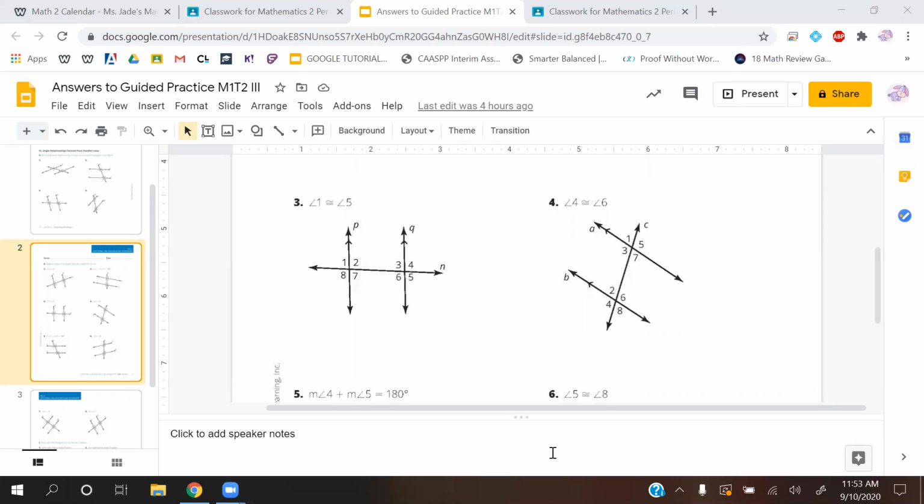All right, so we're talking about 1 being congruent to 5. So measure of angle 1 is the same as measure of angle 5. Angle 1 is congruent to angle 5. So let's think, are they on the same side or alternate side of this transversal? Alternate side. Alternate, good.